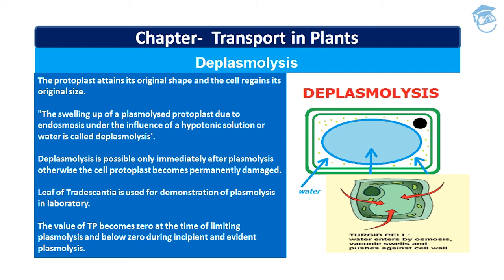The value of turgor pressure, that is TP, becomes 0 at the time of limiting plasmolysis, and it goes below 0 during incipient and evident plasmolysis. This is showing that when you keep a plant cell in a hypotonic solution, water moves inside it, and the value of turgor pressure becomes 0 at the time of limiting plasmolysis.